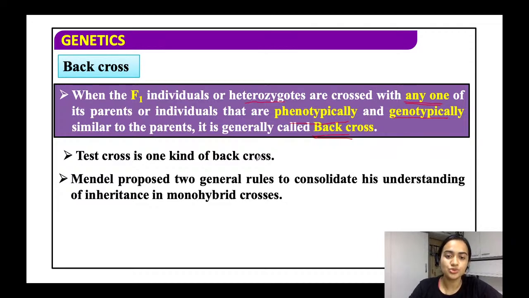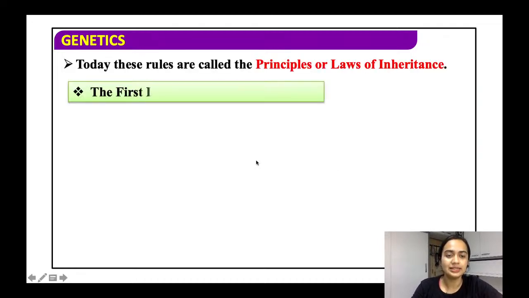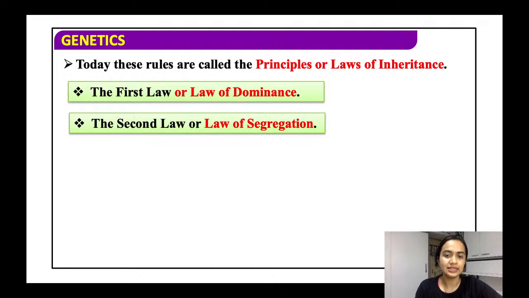And Mendel proposed two general rules to consolidate this understanding of inheritance in monohybrid. Let us see. So the first is the law, principles of laws. The first law is the law of dominance. The second is the law of segregation. We have seen both. What will appear in the F1 generation is the dominant, and we have also seen that they undergo random segregation of these traits, and that is the law of segregation.